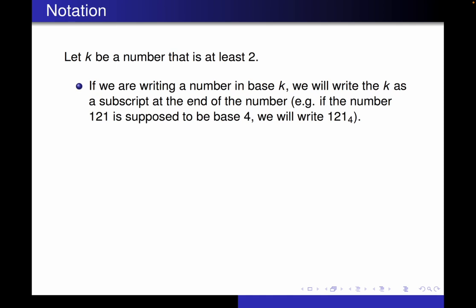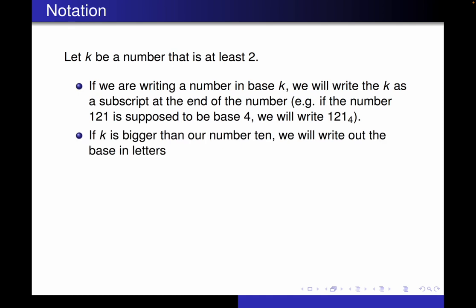So in Lobster World, if we're writing in base 4, if we have the number 121 and we want to let other people know that we're writing in base 4, we will put 121 and then a subscript of 4 at the end, as shown there. If k is bigger than 10, that can be a little bit confusing, because if I put 16, is that 16 as in 16, the number I know, or is it 16 in another base? We're going to make that a little less ambiguous by just writing out the number. So if we are doing base 16, I'm going to write 125 in base 16, 125, and then literally take the subscript as the word 16.